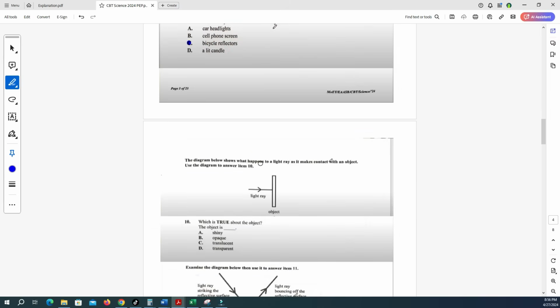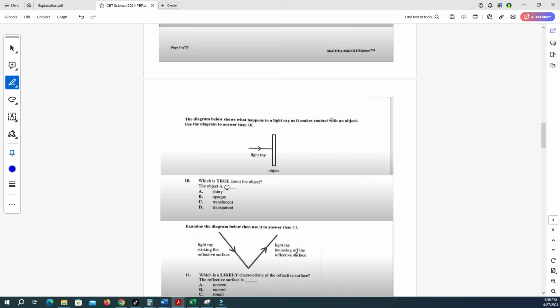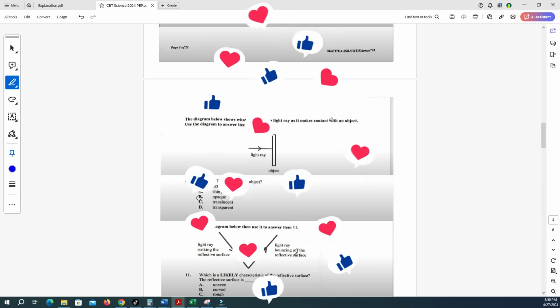The diagram below shows what happens to a light ray as it makes contact with an object. Use the diagram to answer item 10. So here's the object, here's a light ray. The light hits the object and it doesn't go through it. So which is true about the object? Is it shiny? If it was shiny, it would bounce. Opaque would be it, because the light can't go through it. Translucent means some light will go through it, and transparent means that it can go through it. So I'll choose opaque.